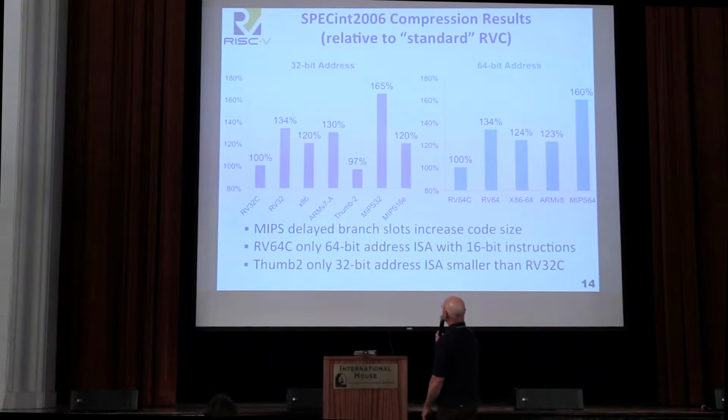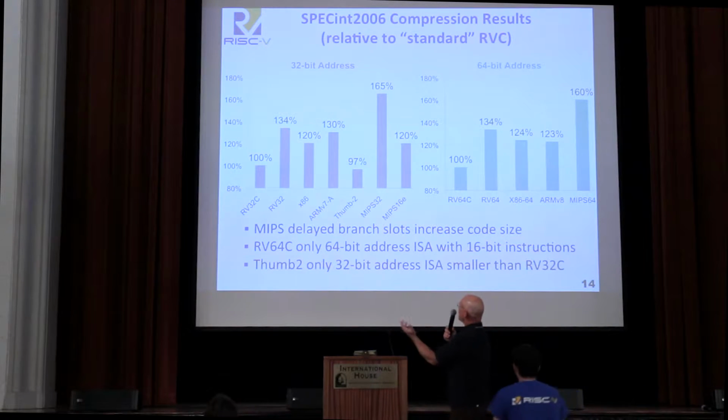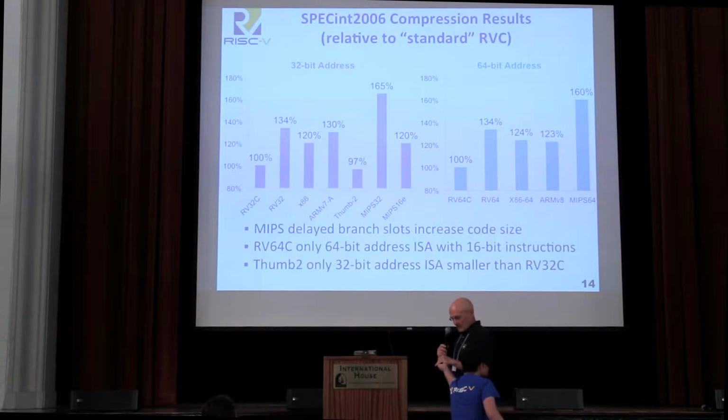The thing that was surprising to me was how bad the MIPS code was. And I think it's because of the load branch delay slot, that thing that doesn't make sense anymore. So the regular RV32 is 34% bigger than the compressed. This is 25% smaller than that. x86 is bigger. This is the regular ARM v7. This is Thumb, which is smaller. The MIPS and the MIPS16.